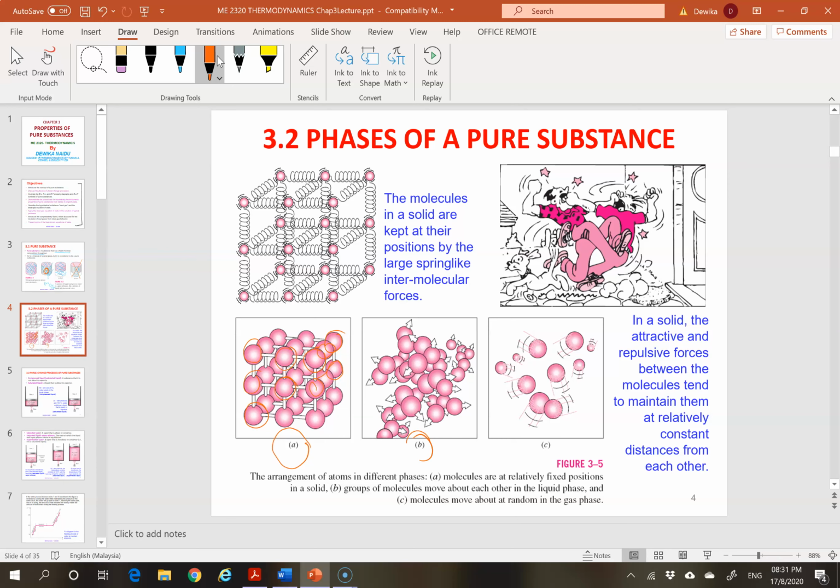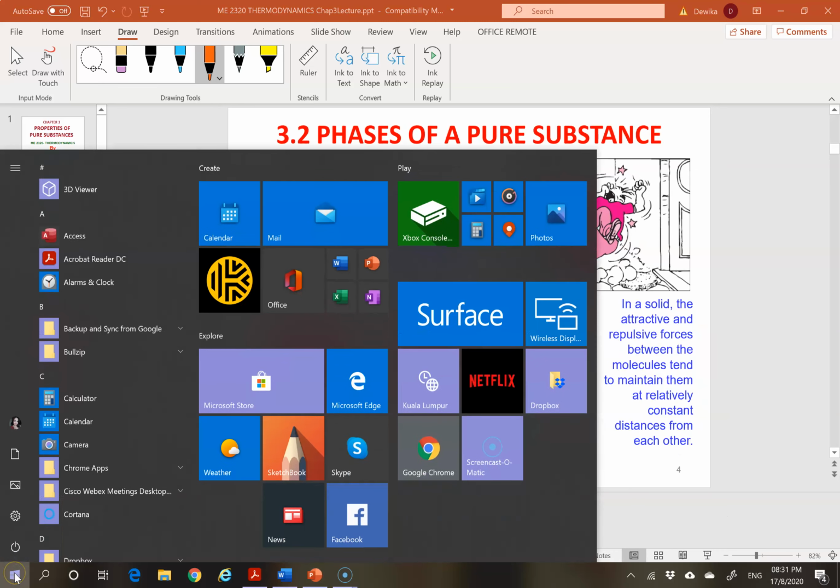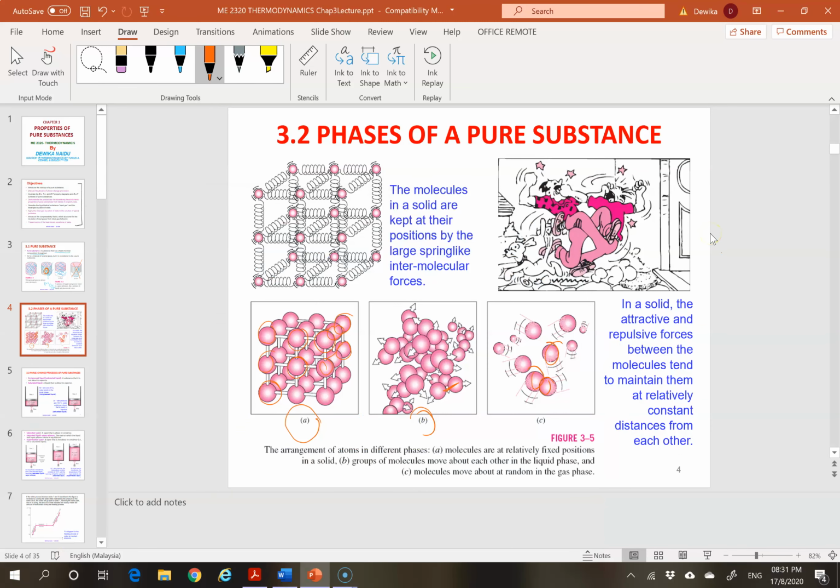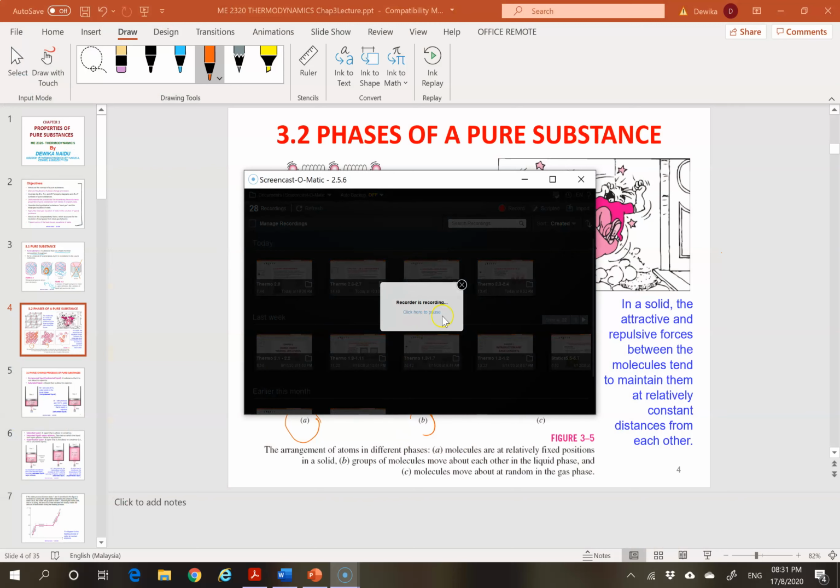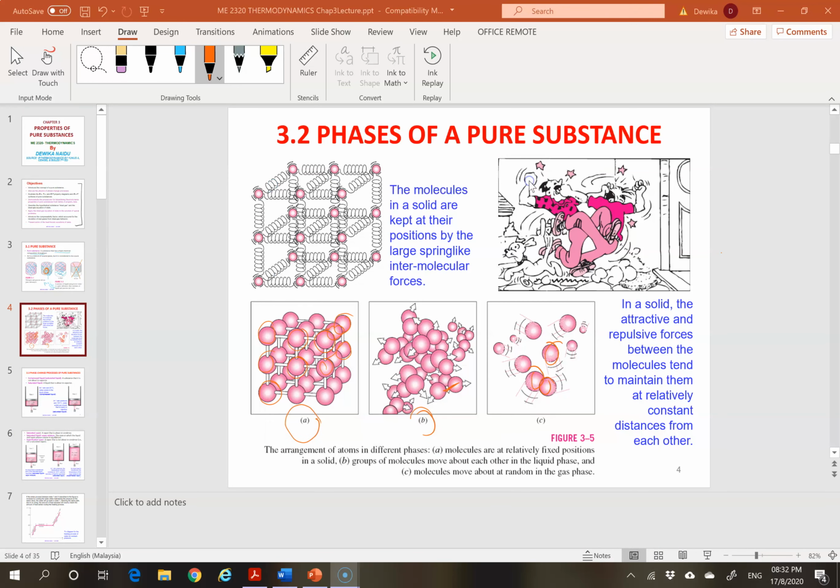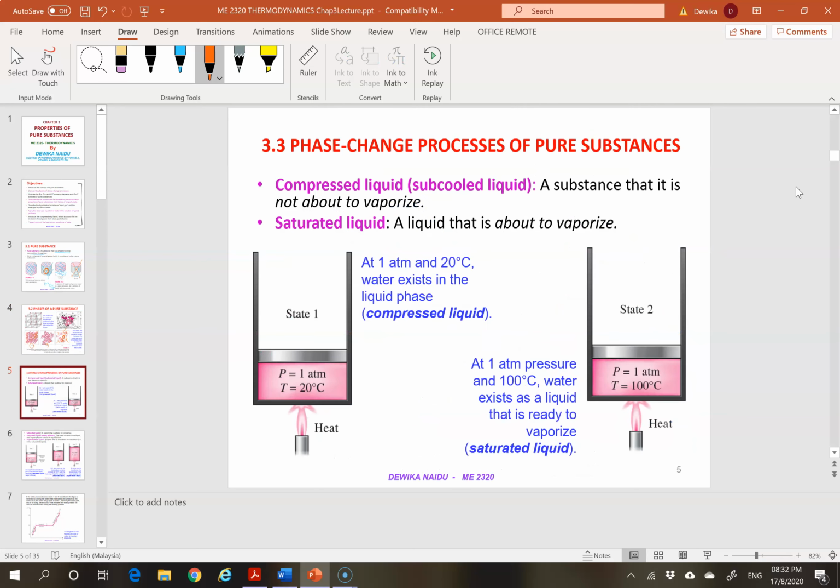Whereas in liquid phase, it's not in a fixed position, but it's still close to each other. It can freely move. Now, in gas phase, it is randomly moving. Okay. So in gas phase, like what I've explained just now, it is randomly moving and there are a lot of void spaces in between, but based on the thermodynamics lesson that we have done in chapter 2, we apply the continuum theory.